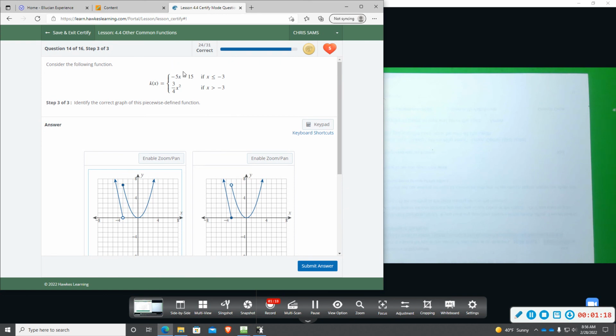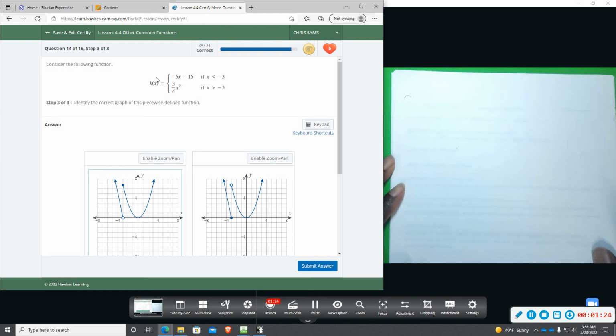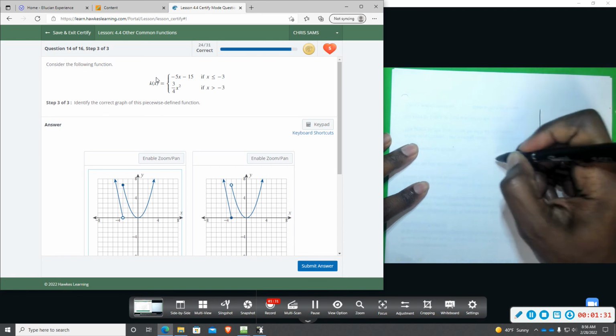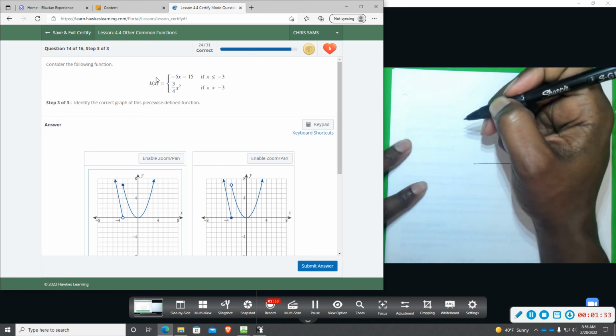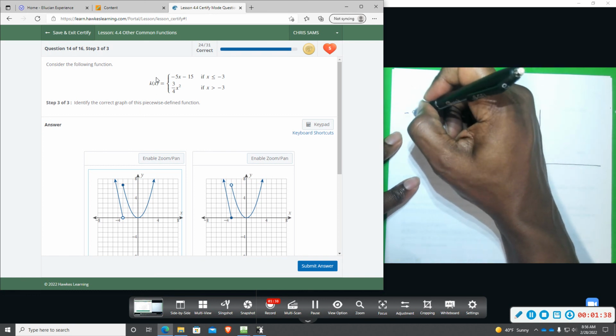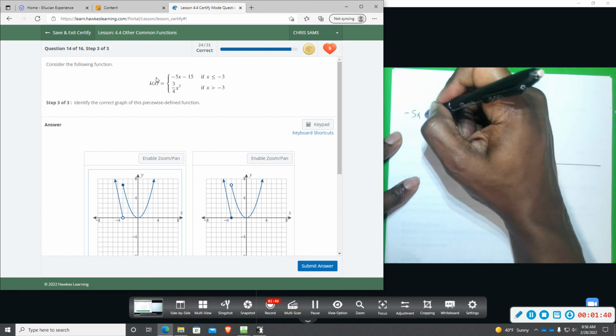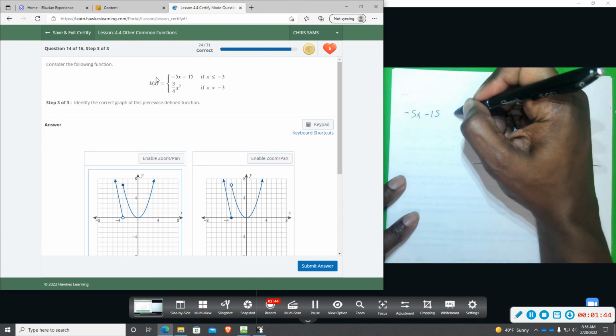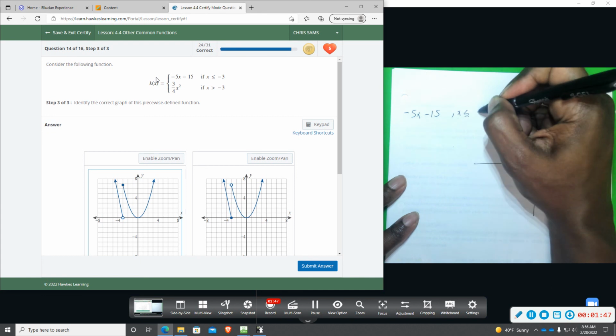You can do this by hand, just kind of get a sketch. So let me just show you how I would sketch this by hand. Let's get a rough estimate of what's going on. So the first equation, -5x minus 15, only works for x less than or equal to -3. So we actually can plug in -3.